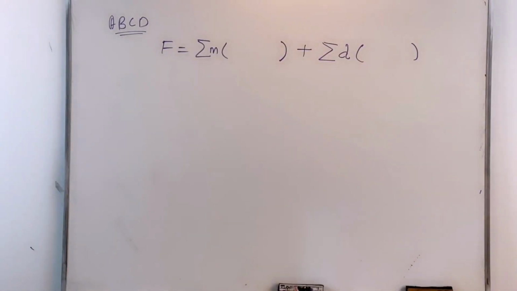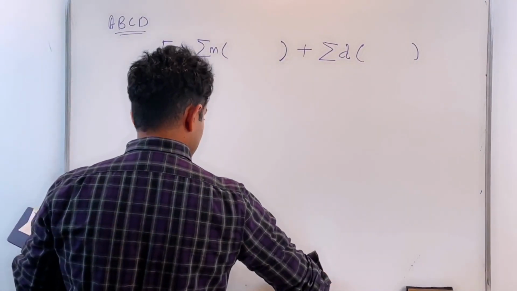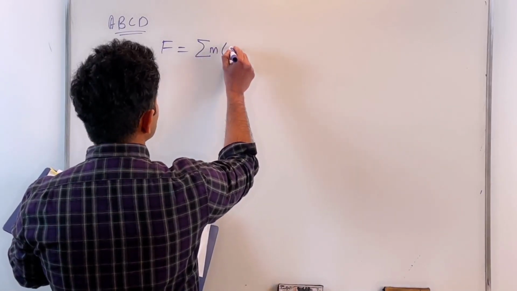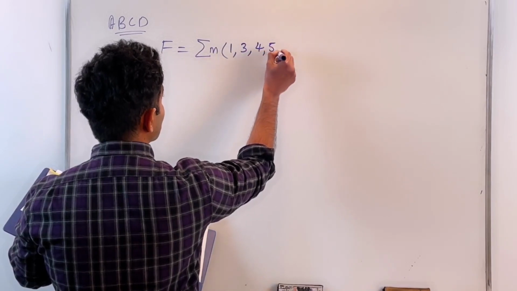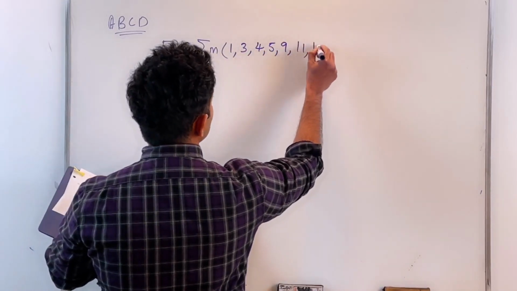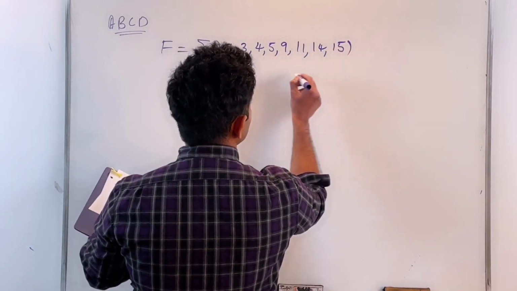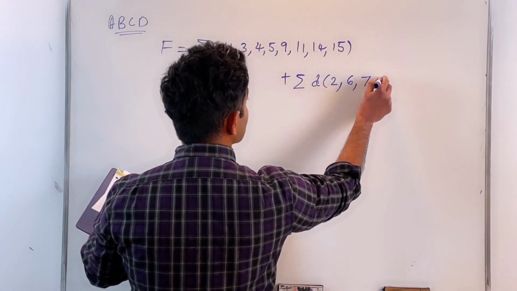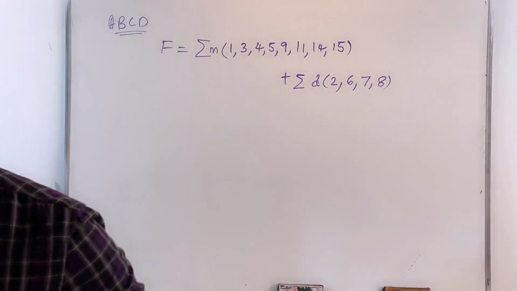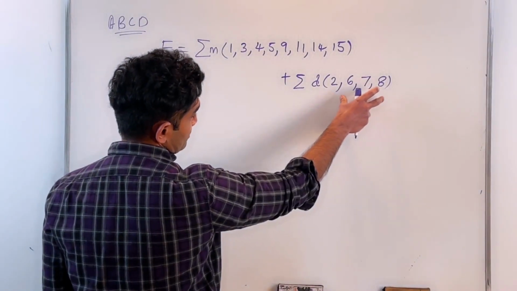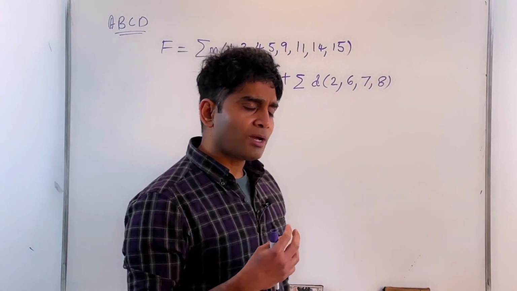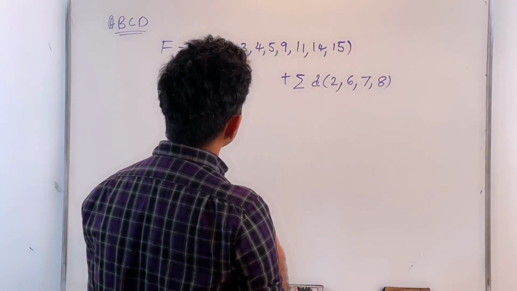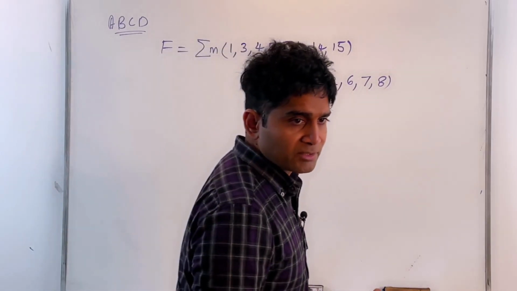I am given a system that is given as sigma m 1, 3, 4, 5, 9, 11, 14, 15, plus sigma d, these are the don't care conditions, 2, 6, 7, 8. Now the idea here is, since I don't care about the outputs for these minterm positions, I want to see how I can design a simplified system, taking advantage of that condition. Where is 10? 1, 3, 4, 5. Do I have it? No, I don't have a 10. My 10 is not specified as part of the function.